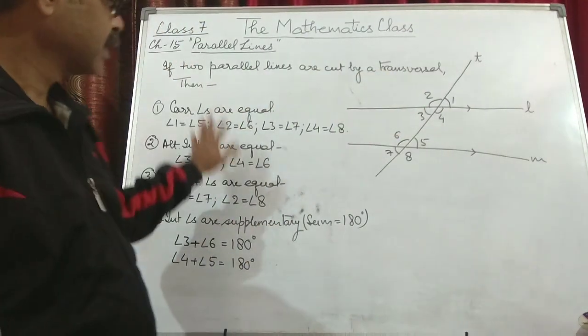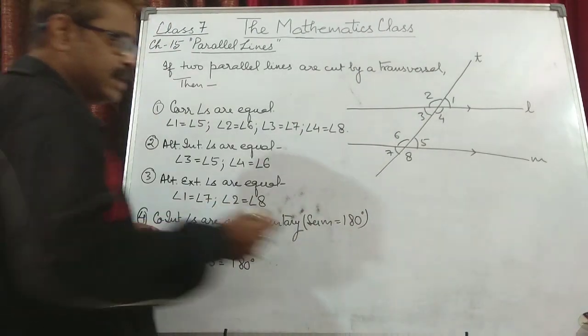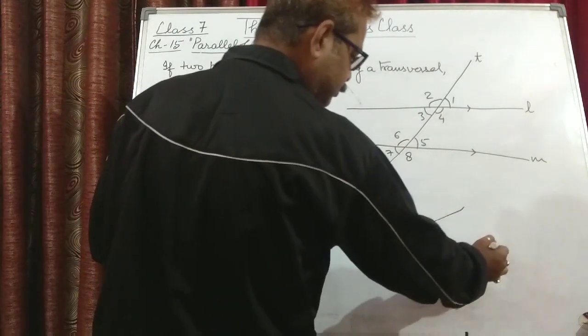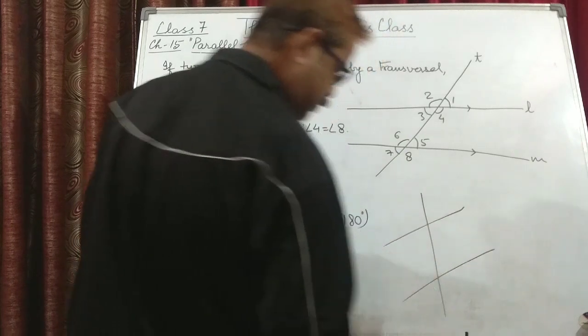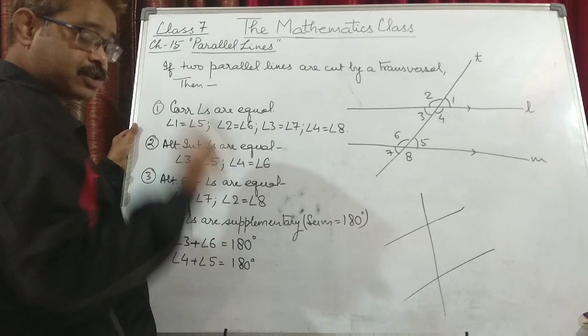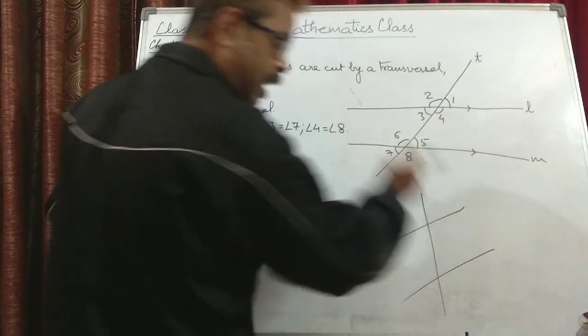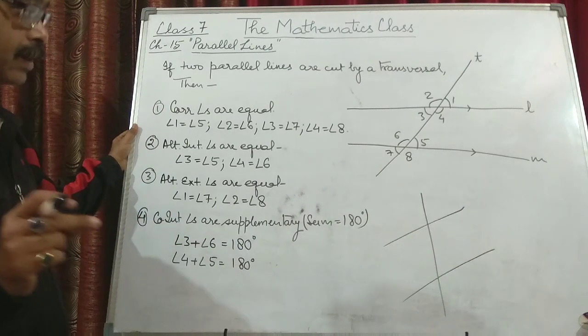If this is true, then its converse is also true. What is the converse? That if any two lines are intersected by a transversal, and if the corresponding angles are equal, then the lines given are parallel to each other.